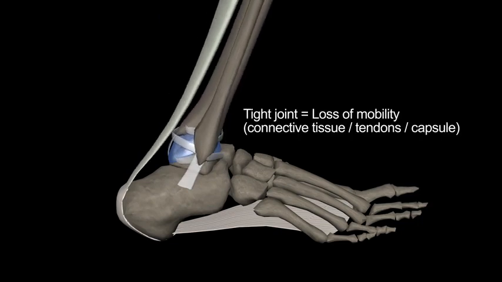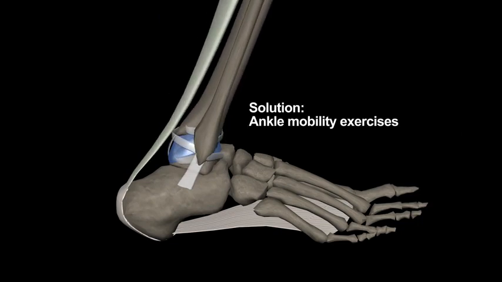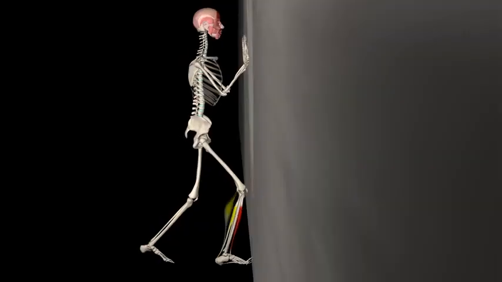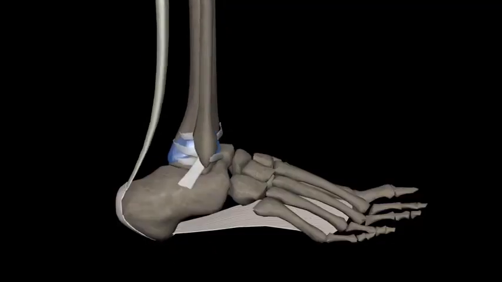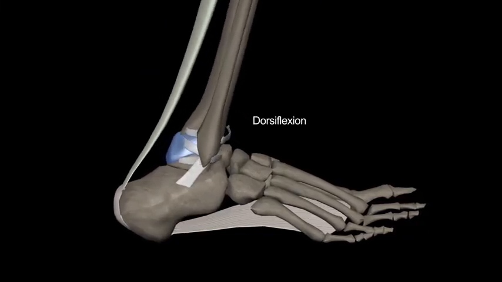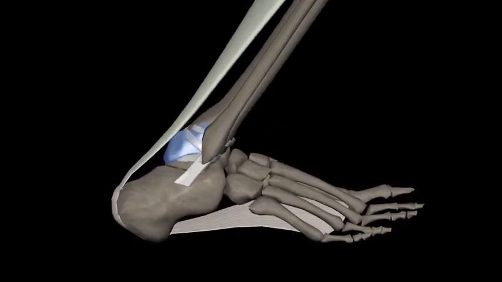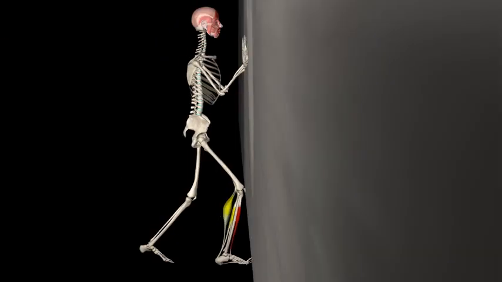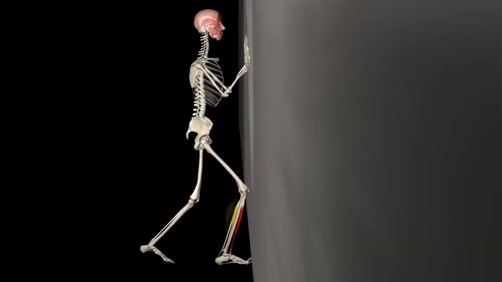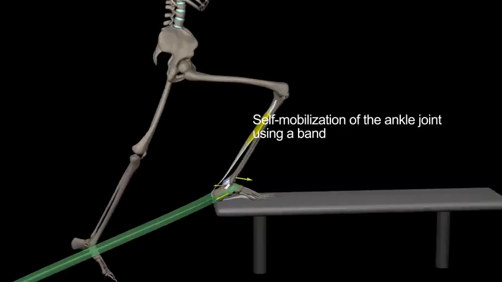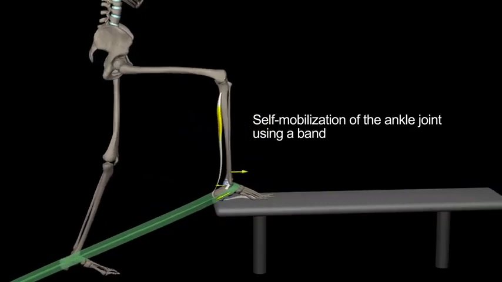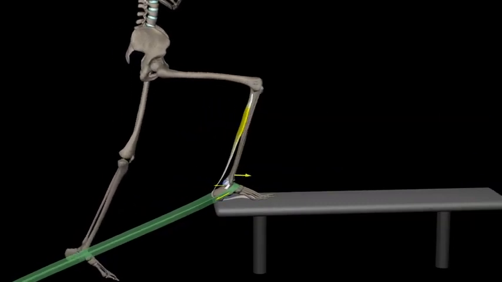A common solution for this restriction is ankle mobility exercises. Stand facing a wall. Lunge forward to see if you are able to get your front knee to touch the wall without lifting the heel off the ground. The knee moves forward through the ankle joint, dorsiflexion. A variation for this exercise is self-mobilization of the ankle joint using a band.